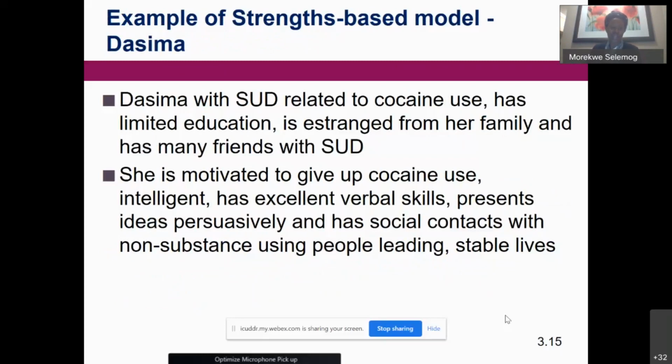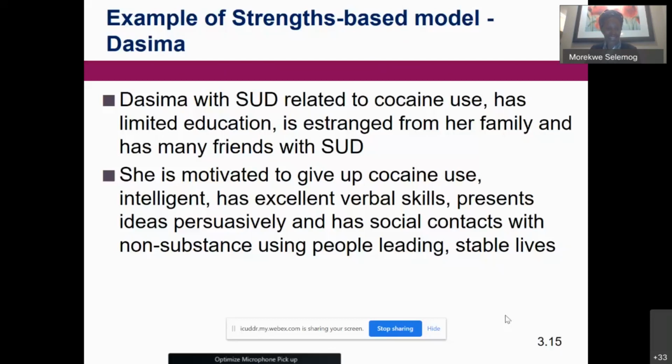So here's an example just to illustrate using the strength-based model. Our client is Dasima. I don't know how you pronounce it, but this is how I pronounce it. Dasima has SUD related to cocaine use, has limited education, is estranged from her family, and has many friends with SUD, right? You can see some of the challenges.